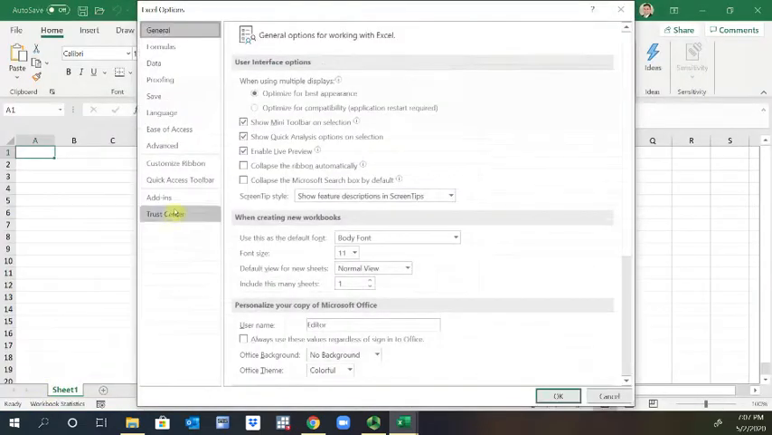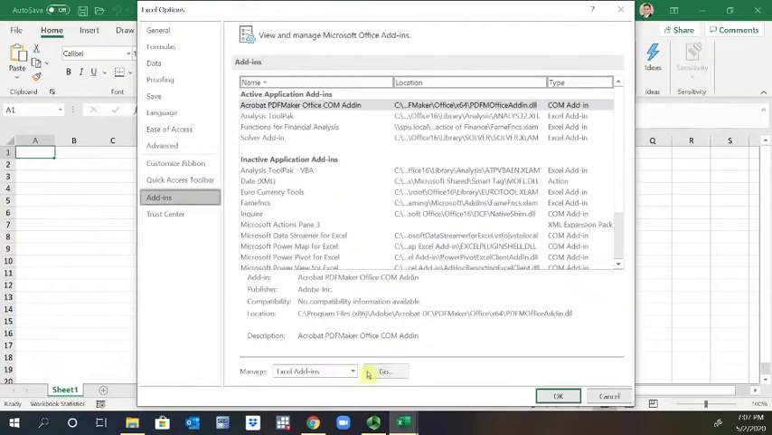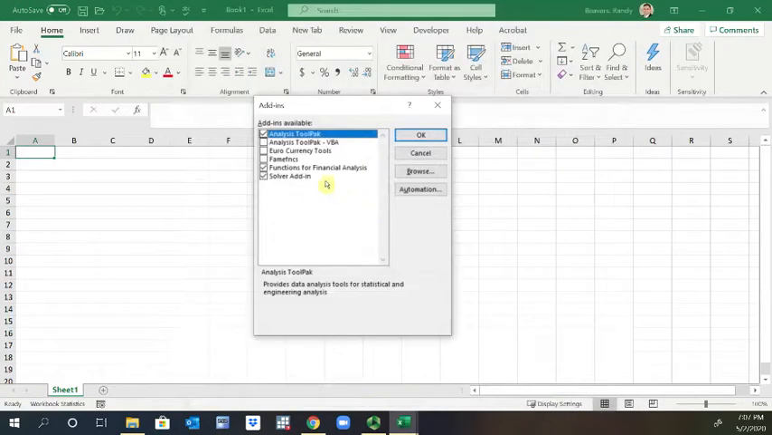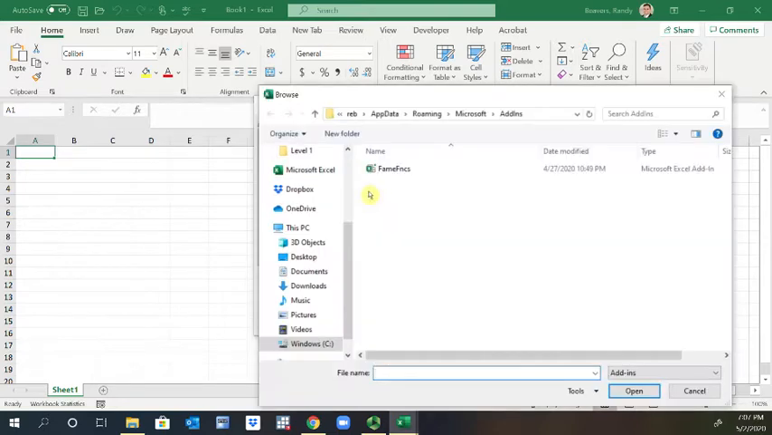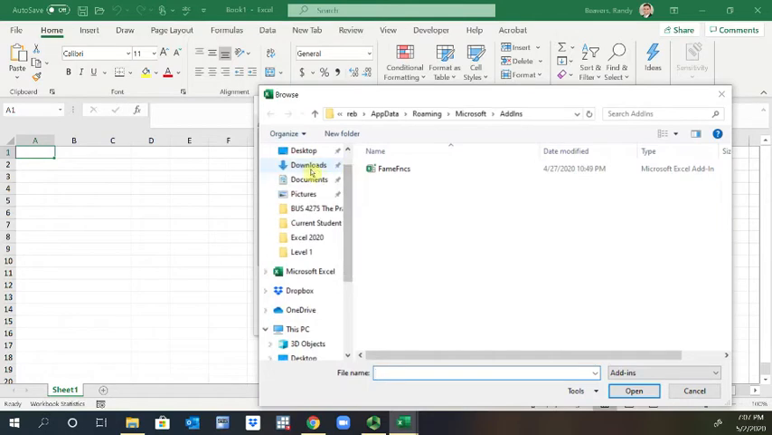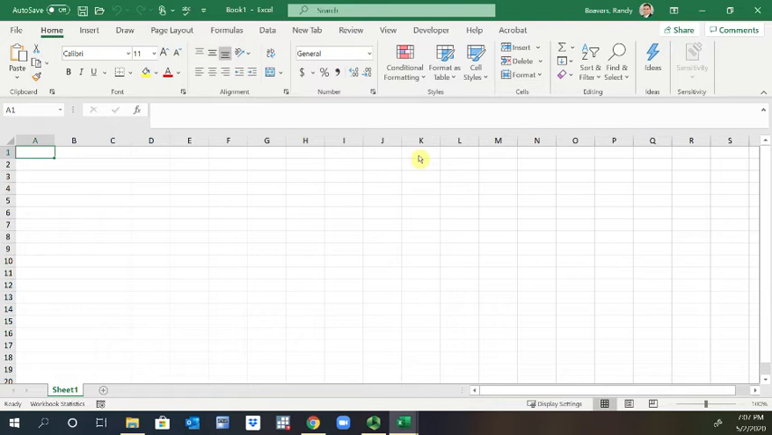Options, Add-ins. Going to go to the Excel add-ins, and you'll browse for wherever you save that file and make sure that the functions for financial analysis is checked and added into your Excel. Also, within this, let me cancel and demonstrate one more thing.